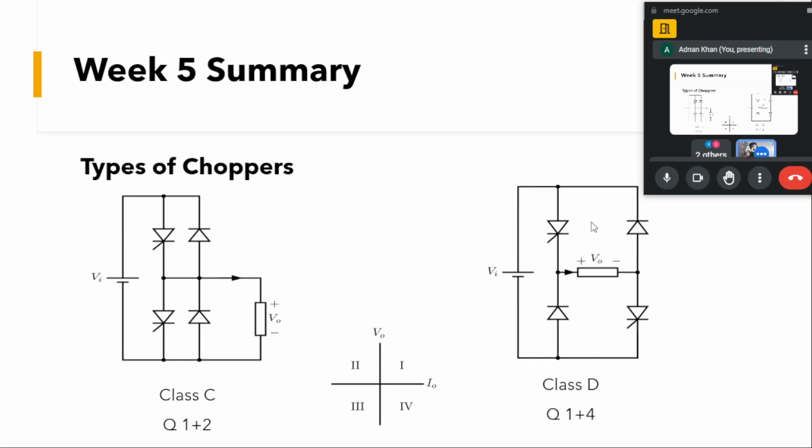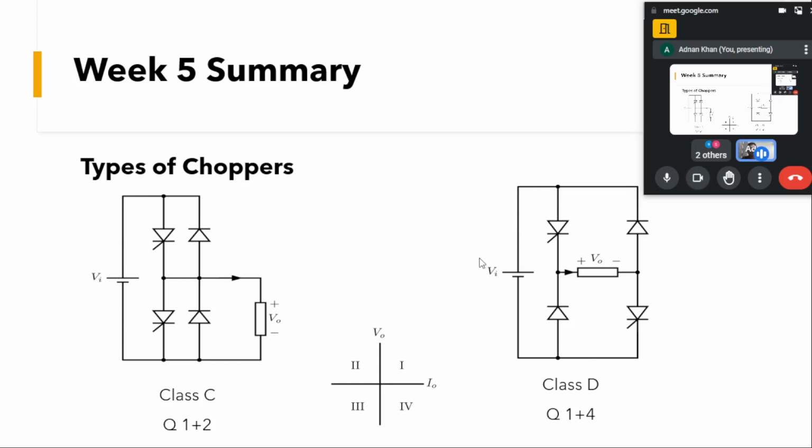So the arrangement of this circuitry is in such a way that we can have both positive as well as negative voltage at the load, but the current direction will only be positive. So we can say this class of chopper can operate in the first and the fourth quadrant, because we have only the positive direction of the current, but the voltage can be either positive or negative. So this class of chopper is known as the class D chopper.